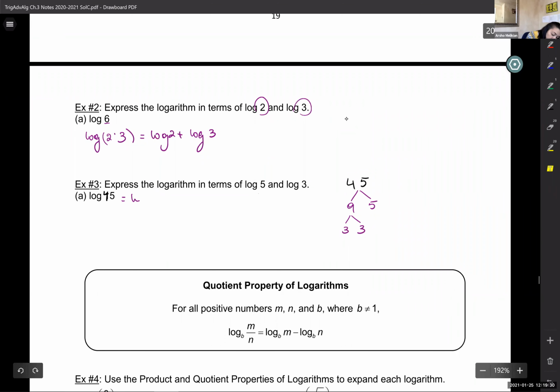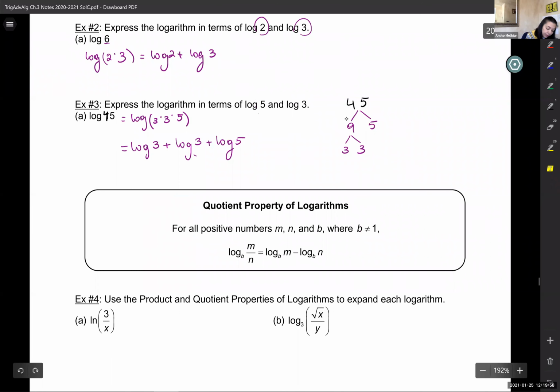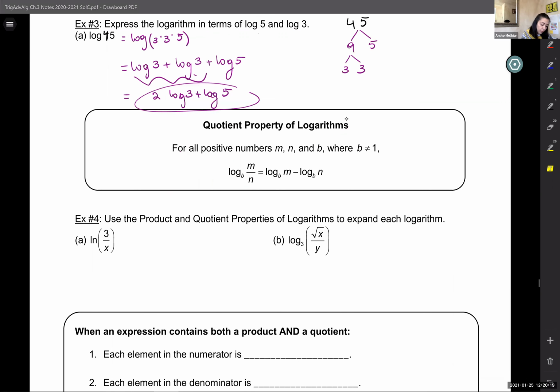So this could be log of 3 times 3 times 5. Which means it's log 3 plus log 3 plus log 5. Okay? And what's log 3 plus another log 3? That's 2 log 3 plus log 5. Okay? All right. Let's do one more.